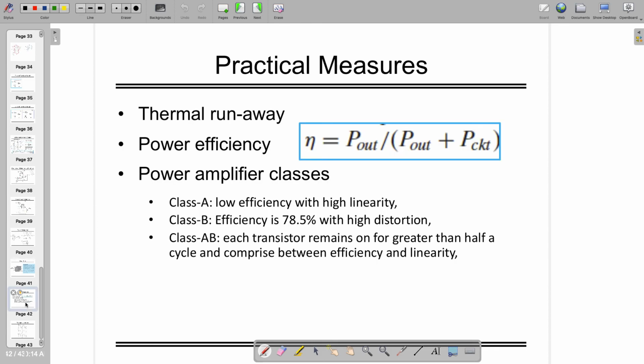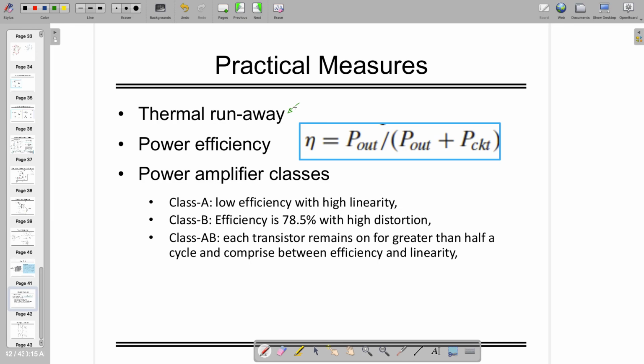We are almost near the end of the lecture, where we have to look at the different practical measures. One of them is thermal runaway. As we know, heating creates a problem, and because of that it can sometimes damage the whole IC or the whole circuit. This phenomenon is considered thermal runaway. One more thing is how much efficiency you are achieving in your circuit, which is P out divided by P out plus the total circuit power.